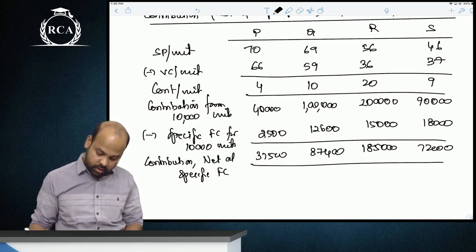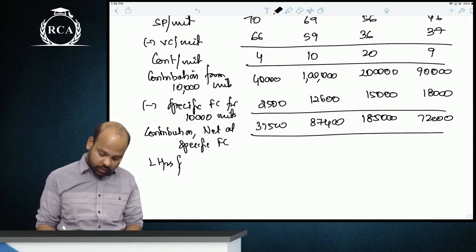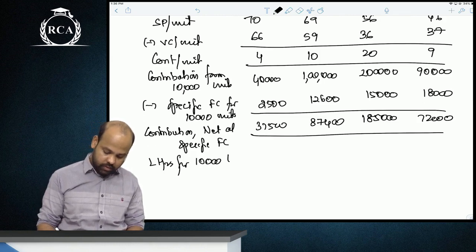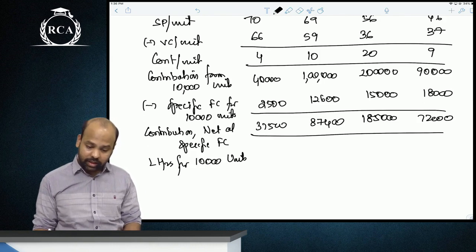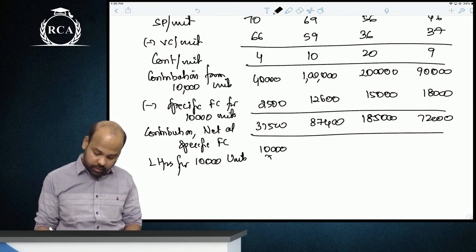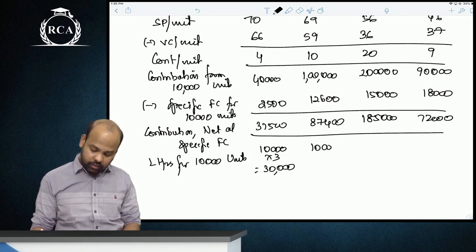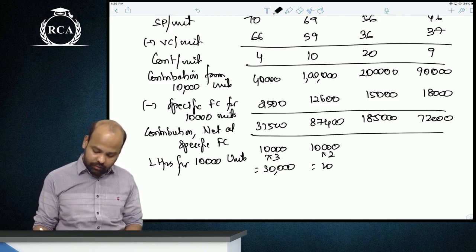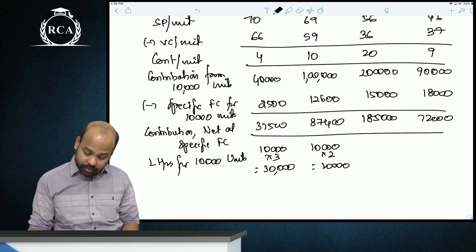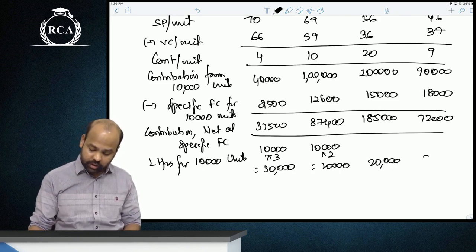72,000. What are the labor hours for 10,000 units? It would be 10,000 into 3, 30,000 hours. 10,000 into 2, 20,000 hours. What is the best possible use of your labor hours is what we're doing here.